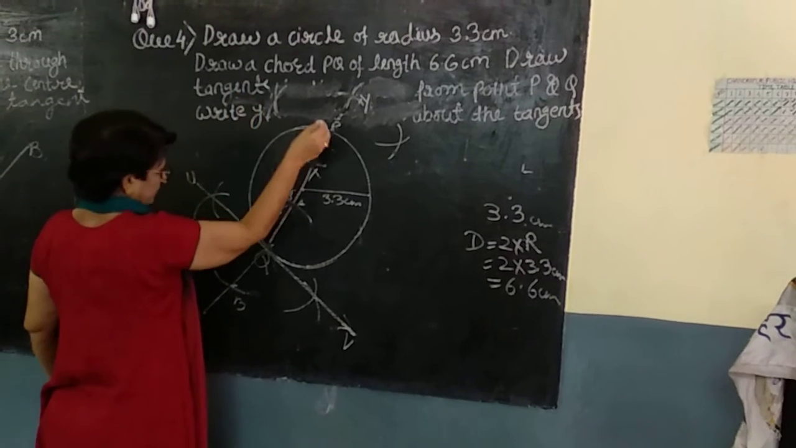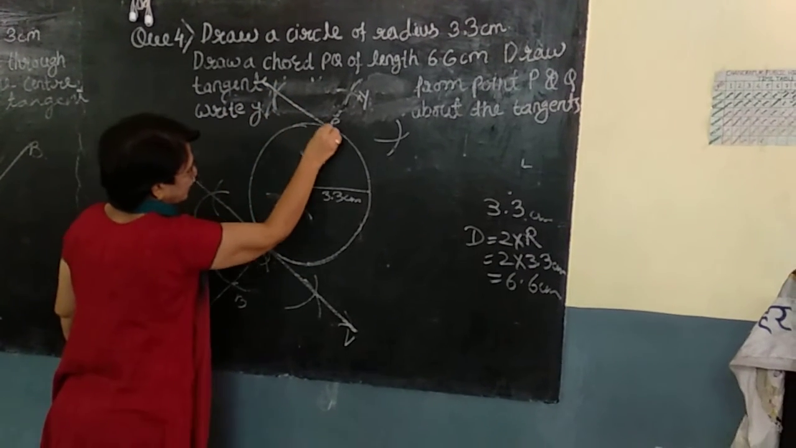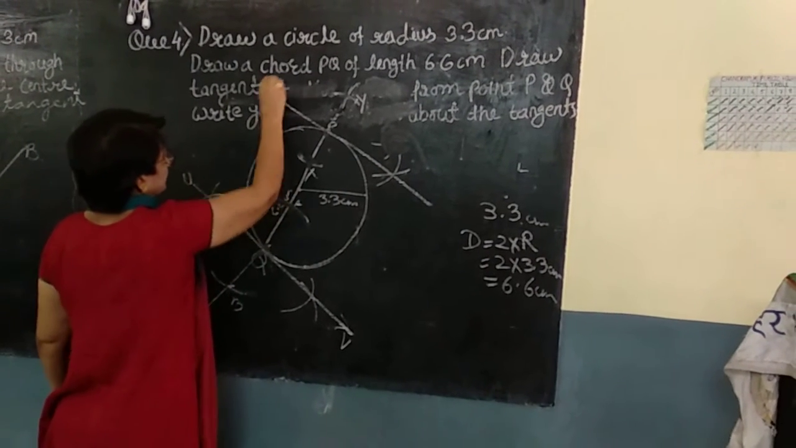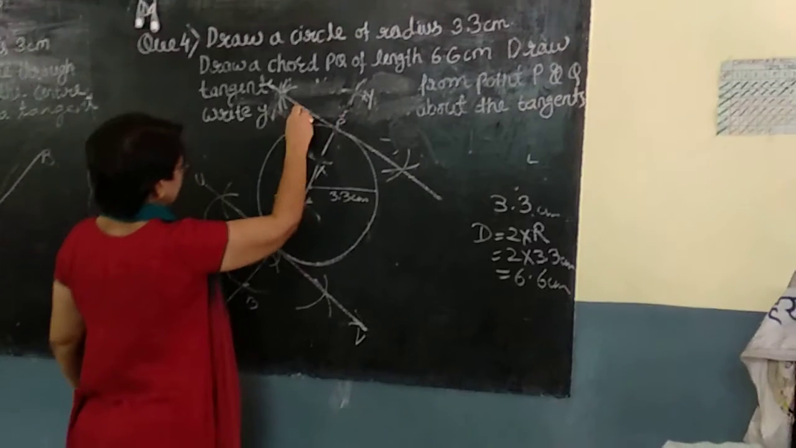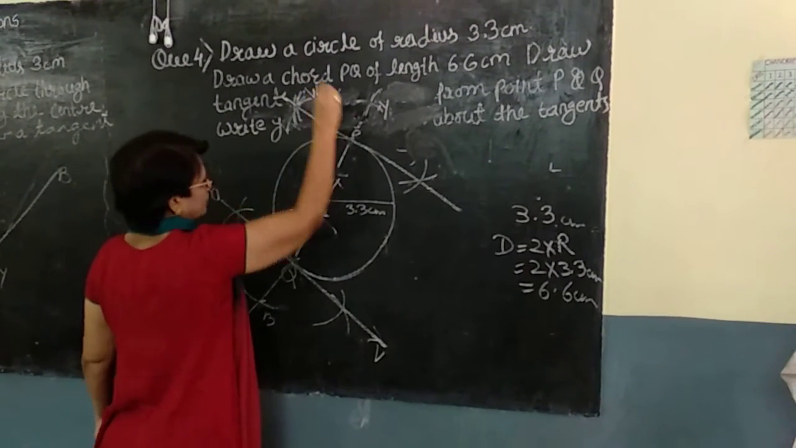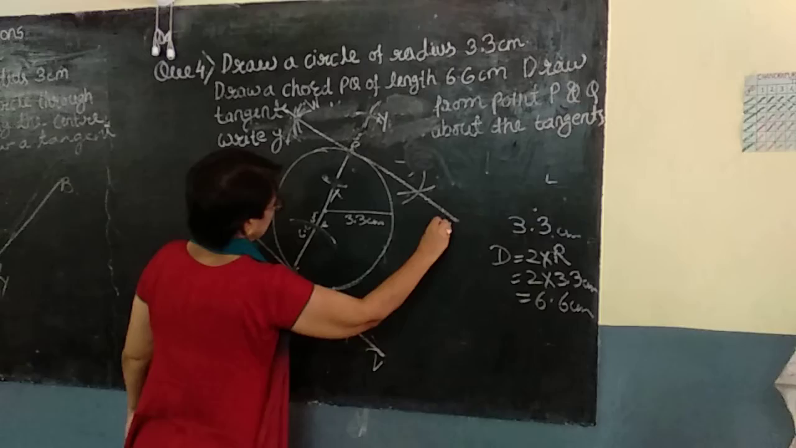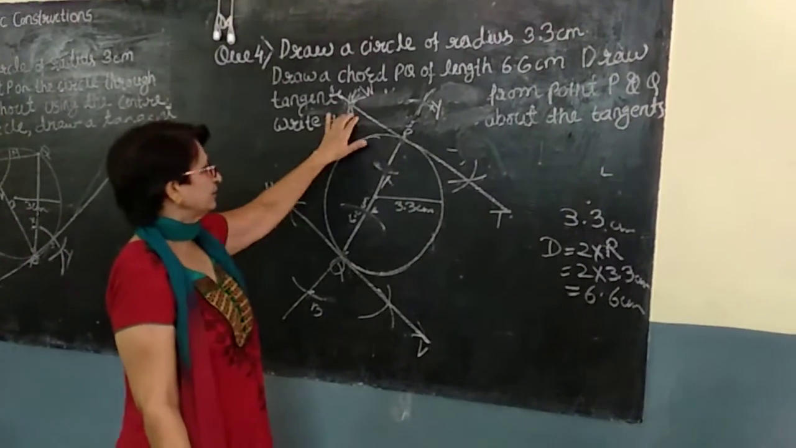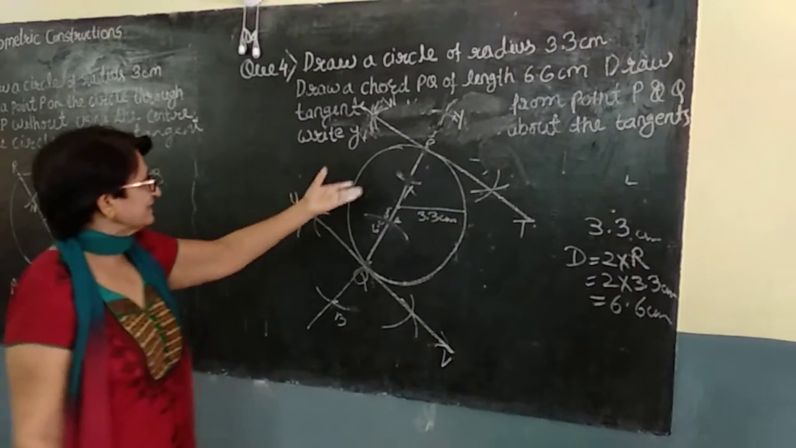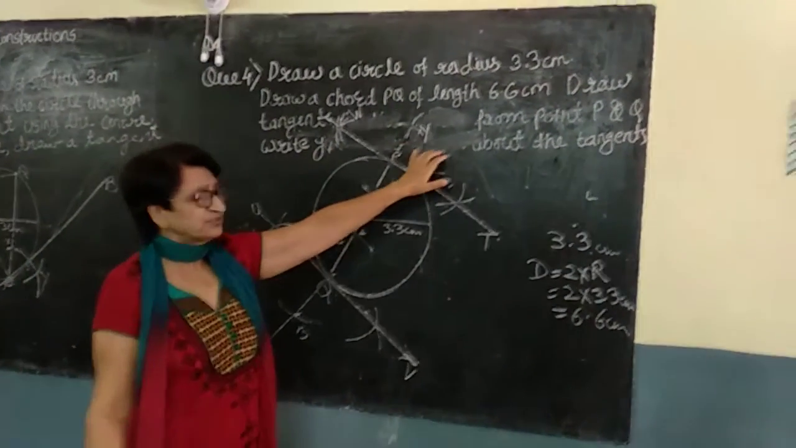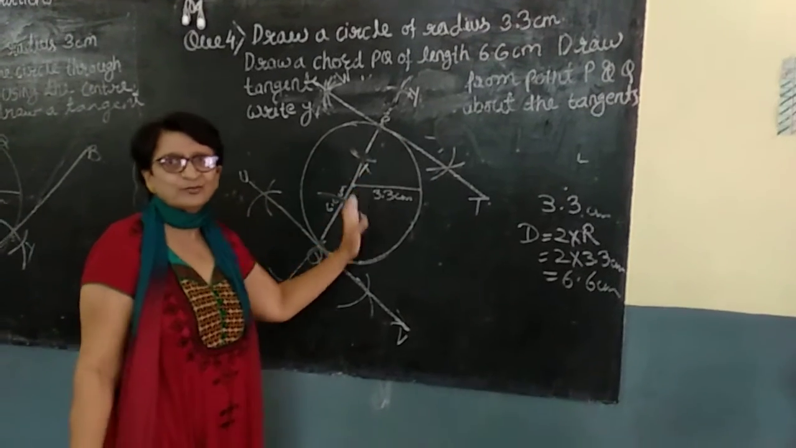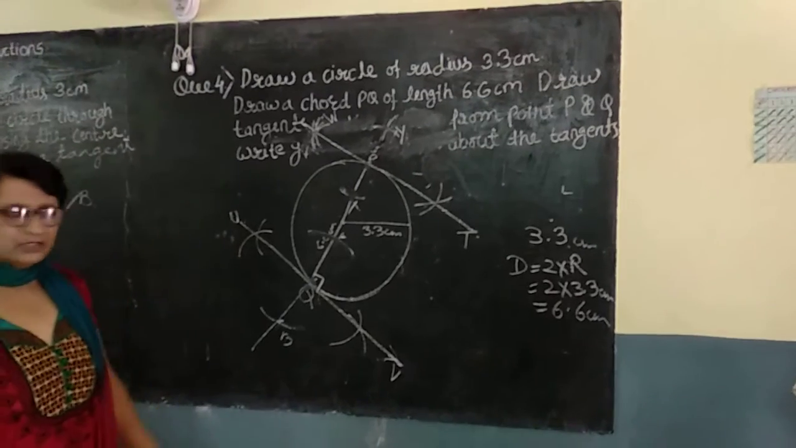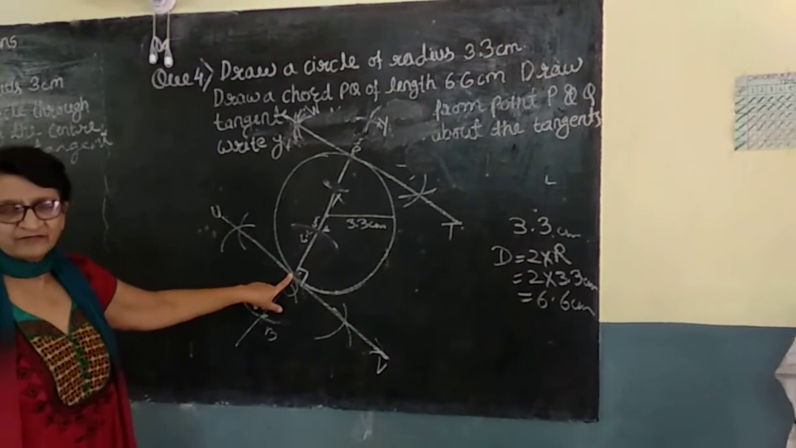When you do it practically, it will come like this. Name it as W, T. So your required tangents are UV and WT. Next it is asking to write about the observations. Now this is also perpendicular, because tangents are always perpendicular to the radius at the point where they touch the circle.